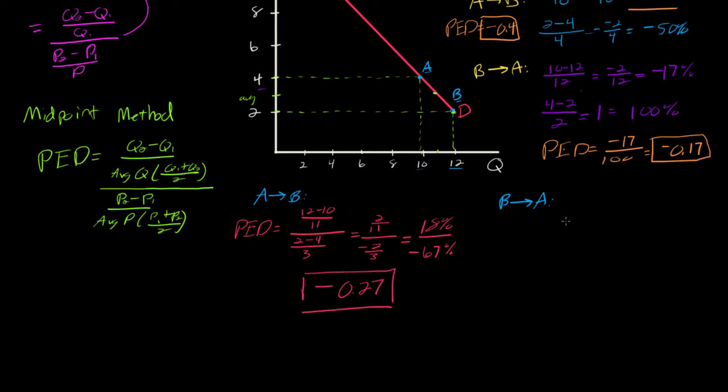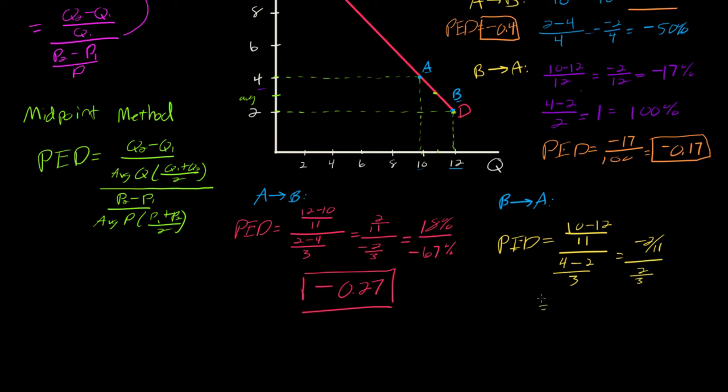Let's calculate the PED when the price goes up from $2 to $4 now and see if it gives us the same result. So now we've got a situation in which the new quantity is 10. So we got Q2 minus Q1, negative 2, divided by the average, which is 11. And now we're going to do the new price, which is 4. The price is going up from 2 to 4, a change of 2, divided by the average, which is 3. Now I've got negative 2 over 11, and we've got 2 over 3.